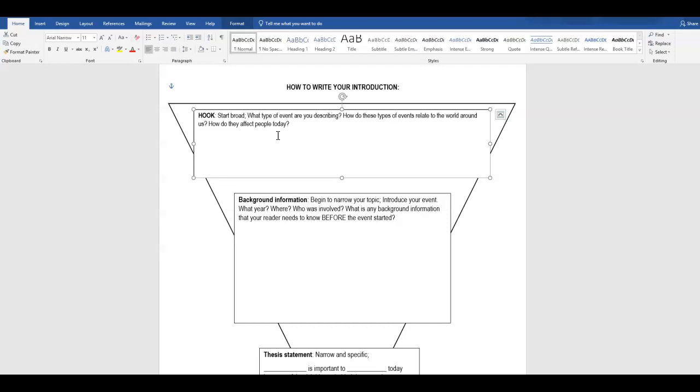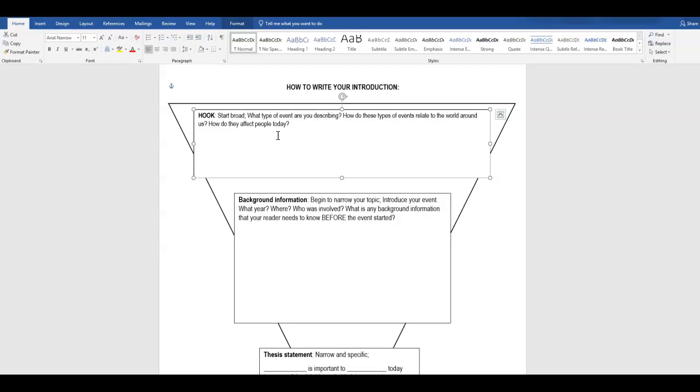What type of event are you describing for essay 1? And then how do these types of events relate to around the world to us? And then how do they affect people today? So start by thinking about how to answer that question.